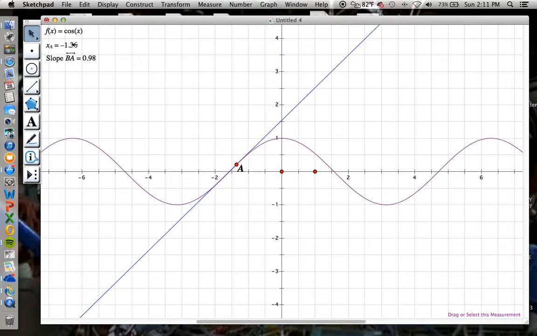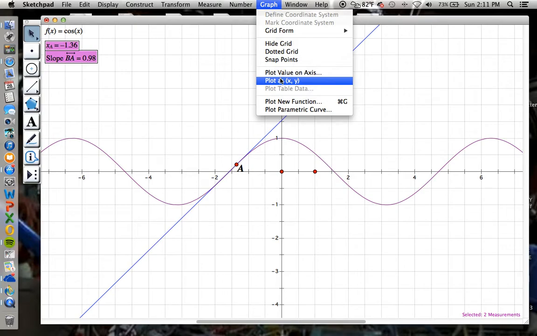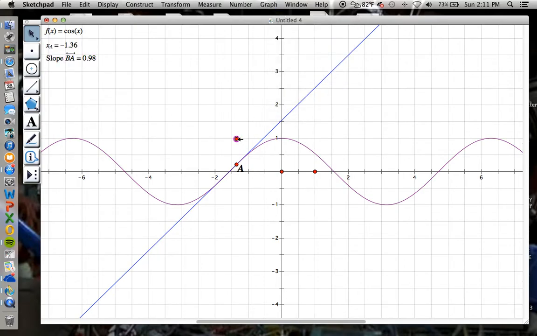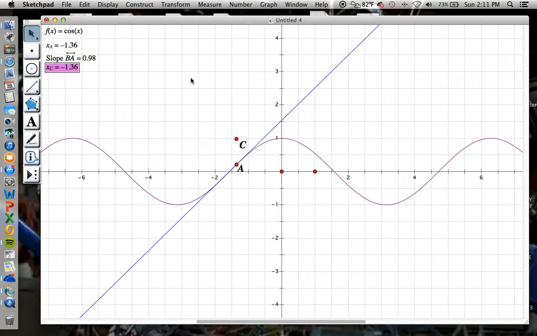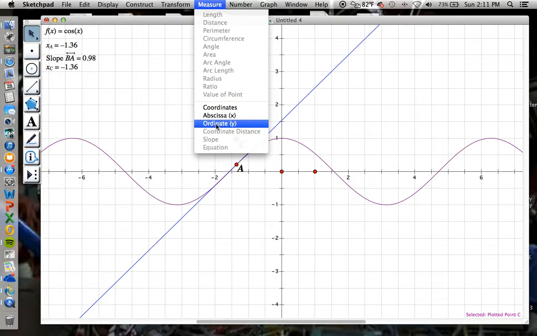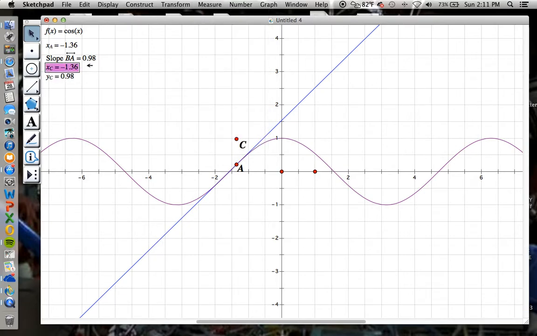Now if I take that x value and then I take my slope and plot a new point, we'll call this point C, I'm going to now measure that x value and then measure the y value of that point. And again, notice that our x values for point A and for point C are the same. And notice that the y value of point C is the slope of my tangent line.